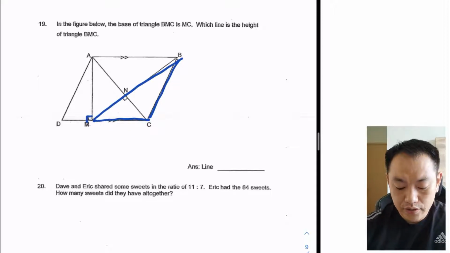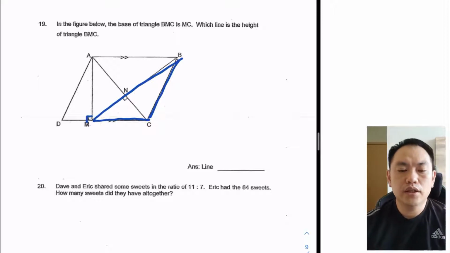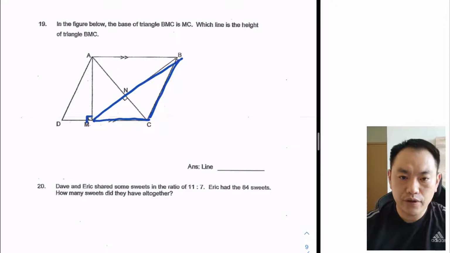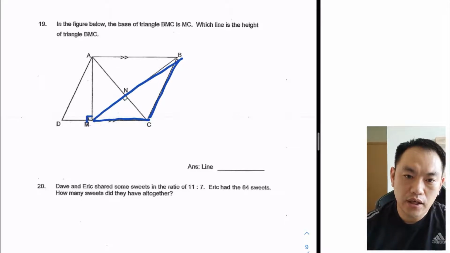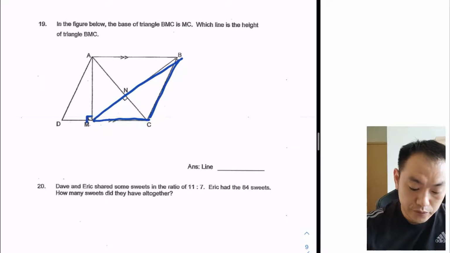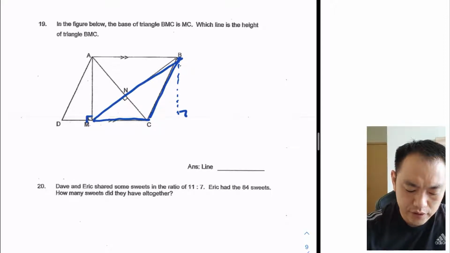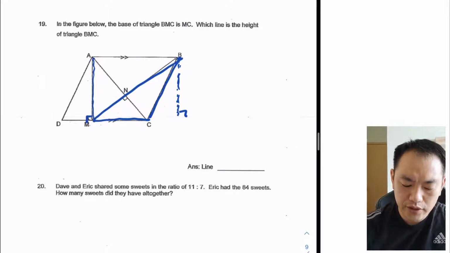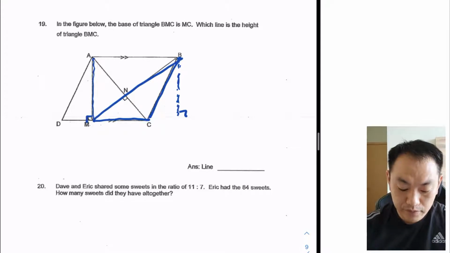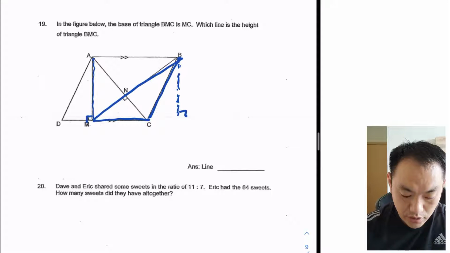How do you find the height of a triangle? The height of a triangle is the line from the tip of one of the angles going perpendicular to the base. So basically it's from here and goes perpendicular to this line here. You can see this line is the same as the line AM. So which line will be the height of triangle BMC? Since the base is MC, the answer will be AM.